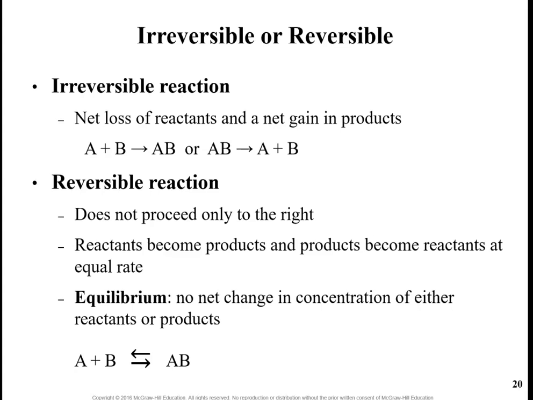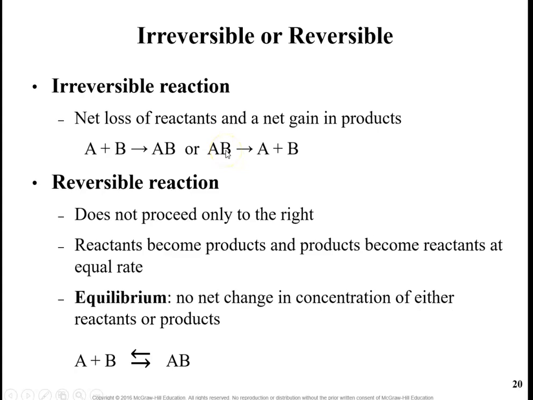Finally, we can talk about chemical reactions in terms of whether they're irreversible or reversible. An irreversible reaction has a net loss of reactants and a net gain in products. So this is where A and B go to AB, or AB goes to A plus B. But you'll see they can't go backwards. So once you've gone through this step, it's irreversible. There's no putting A plus B back together to get AB.